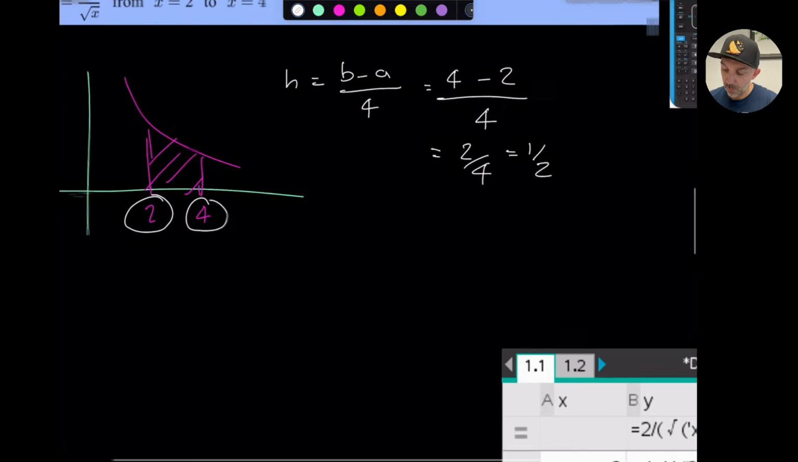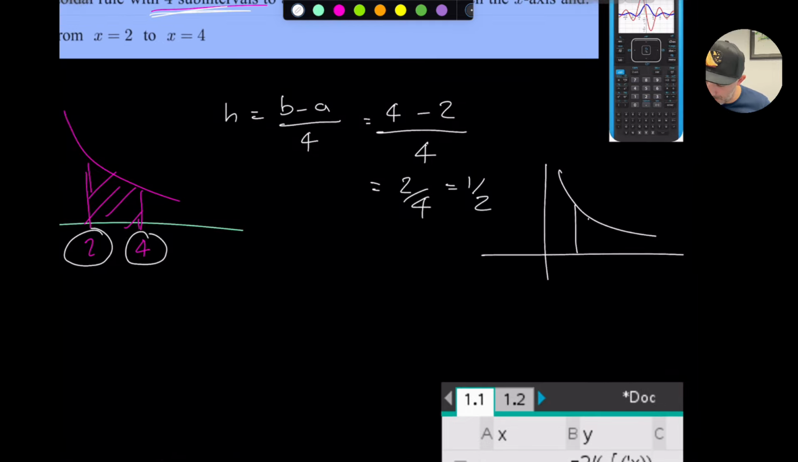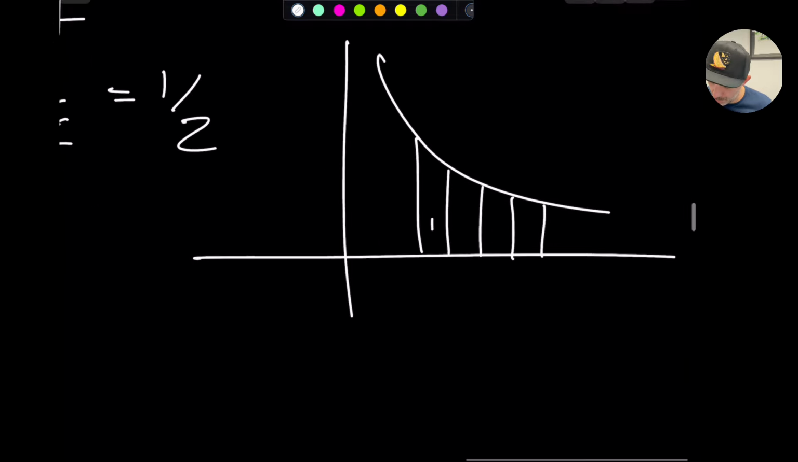That means then, when we split this area up into 4 subintervals, we will have 4 trapeziums. So we'll get 1, 2, 3, 4. And that means then what we're going to need to do is get these heights here. So therefore, if we join these up, we form these trapeziums.